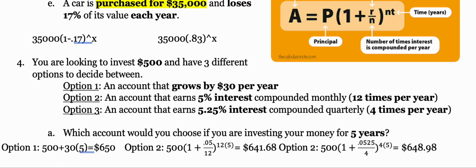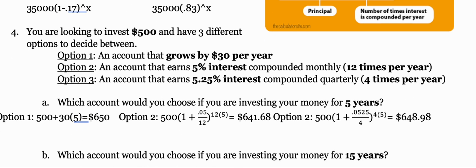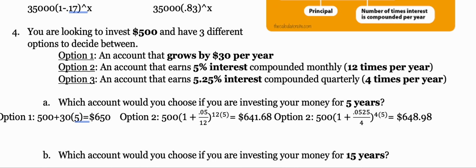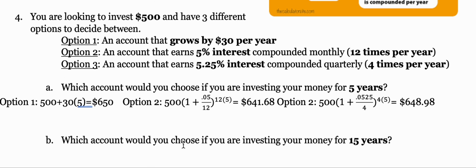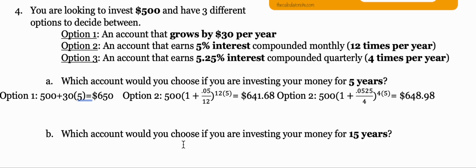All right. The next question: which would you choose if you are investing your money for 15 years? That means T is going to equal 15 years instead of 5. Ooh, that becomes something now. I'm going to say it's definitely going to be 2 or 3, because this is linear and now we're going to start growing more. This is compounding.